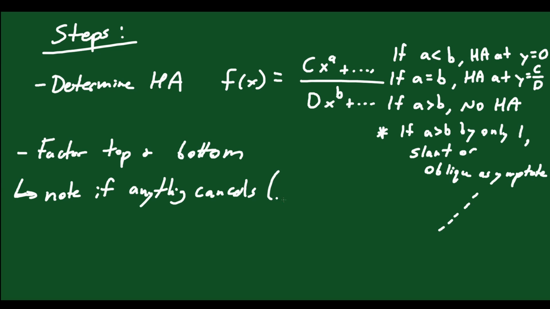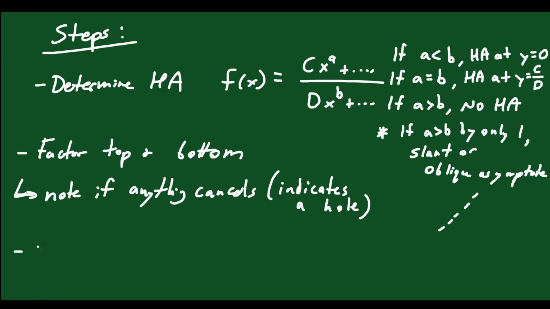If they do, that indicates that there is a hole. So if you have a bracket on top that says x minus 2 and a bracket on the bottom that says x minus 2 and they cancel out, what that means is that you have a hole at x equals 2 at that location. So we'll do an example of that, don't worry. But for now, just know that's what it means.